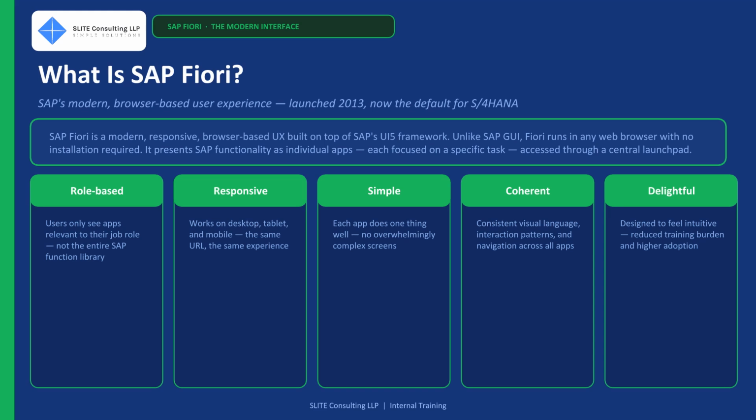Fiori is built on 5 design principles. Role-based, meaning users only see apps relevant to their job. Responsive, meaning it works equally well on desktop, tablet, and mobile. Simple, meaning each app does one thing well. Coherent, meaning all apps share the same visual language. And delightful, meaning it should feel intuitive and reduce training time.